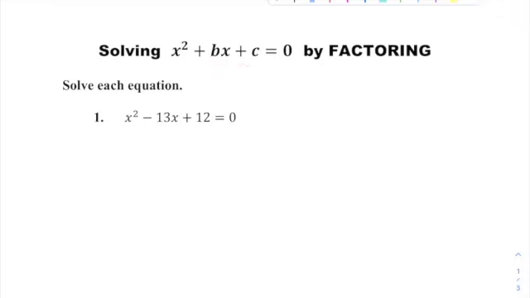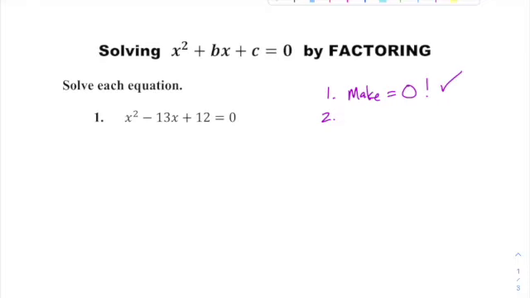Okay, so example 1, we're going to get right into this here. Solving this equation, x squared minus 13x plus 12 equals 0. Remember our three-step process here for solving equations that are not linear, that have higher exponents than 1. Step 1, make sure it's equal to 0. And this equation already is equal to 0. Everything is on one side, so we're good there.